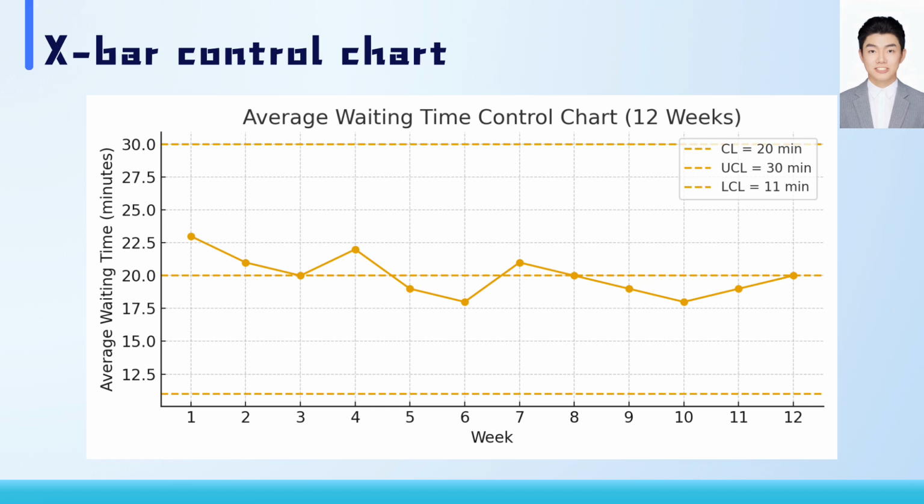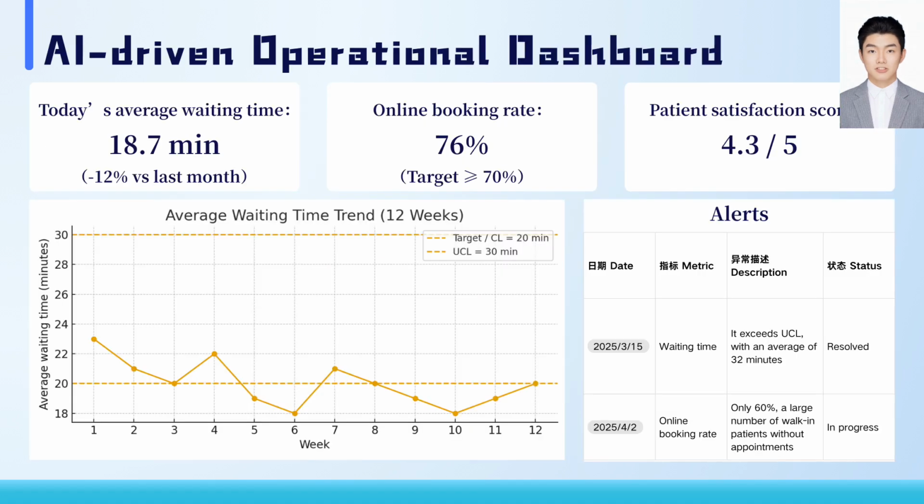We also use statistical process control. This control chart shows the 12-week trend of average waiting time after the improvement. The center line is around 20 minutes, and the upper control limit is 30 minutes. All data points are within the control limits, and there are no obvious abnormal trends, which indicates that the new process is stable. To support daily monitoring, we built an AI-driven dashboard.